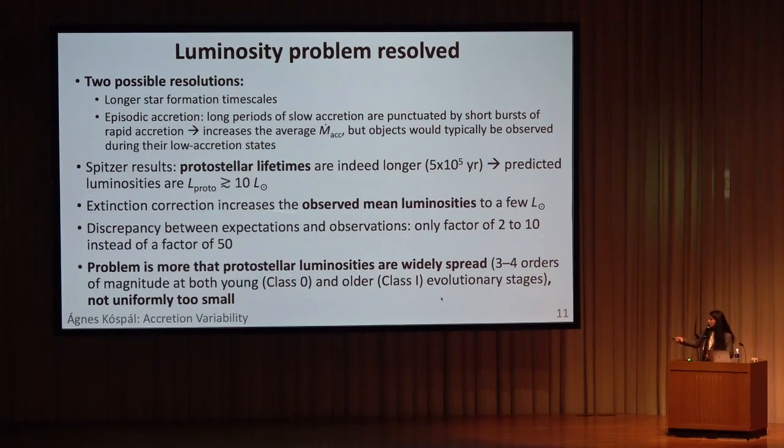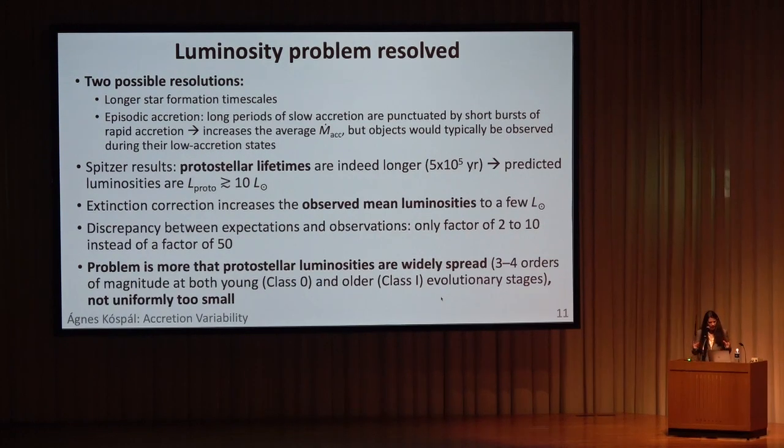Now, we know, mainly thanks to Spitzer, that protostar lifetimes are actually longer than previously thought, and also extinction correction increased the observed mean luminosities a little bit. So now we think that the discrepancy between the expectations and the observations is only a factor of 2 to 10 instead of a factor of 50. So this used to be called the luminosity problem.